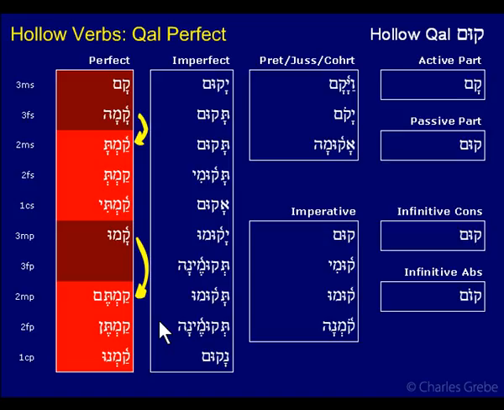Okay, so that's the second person switch in the Qal perfect of hollow verbs. Next, we'll look at the active participle.